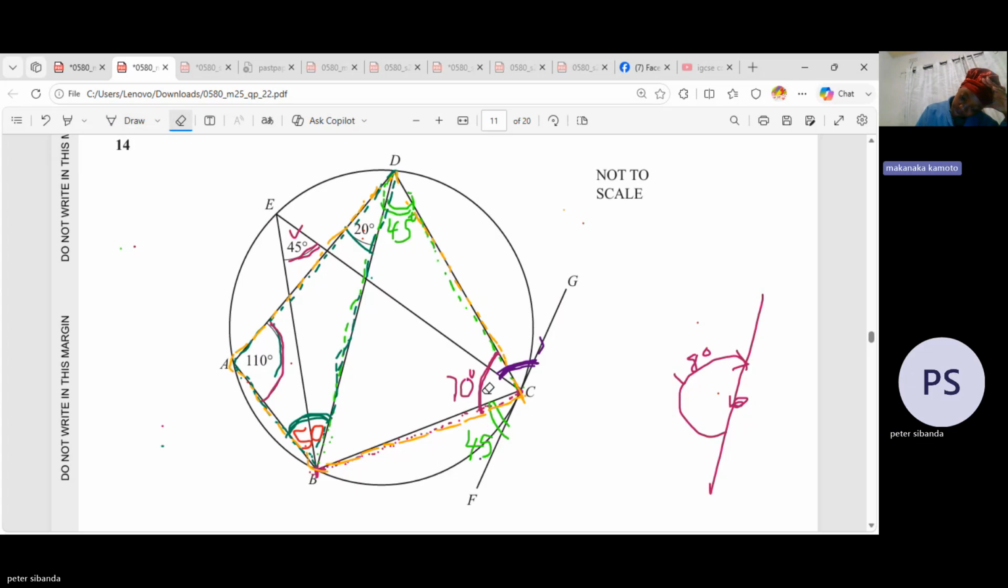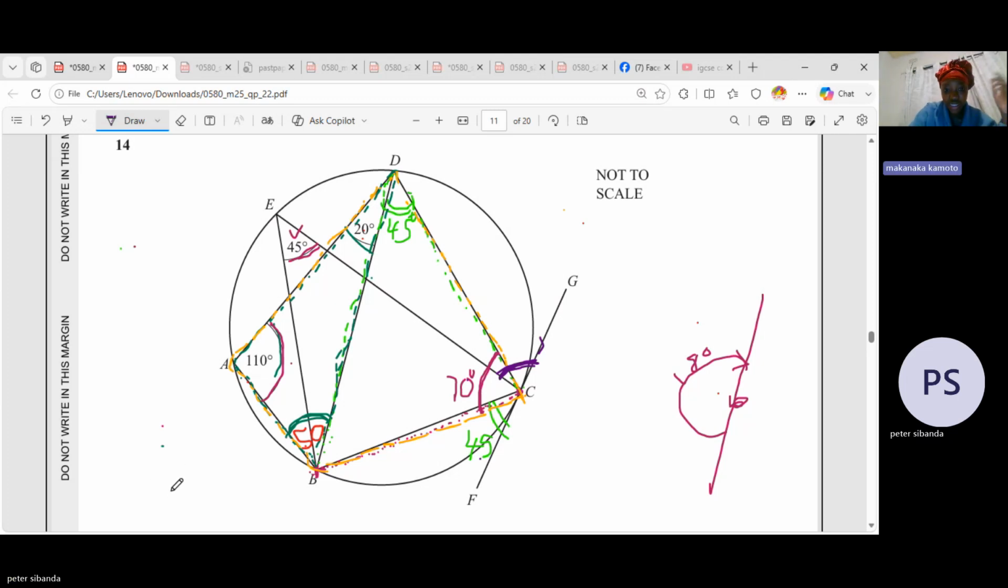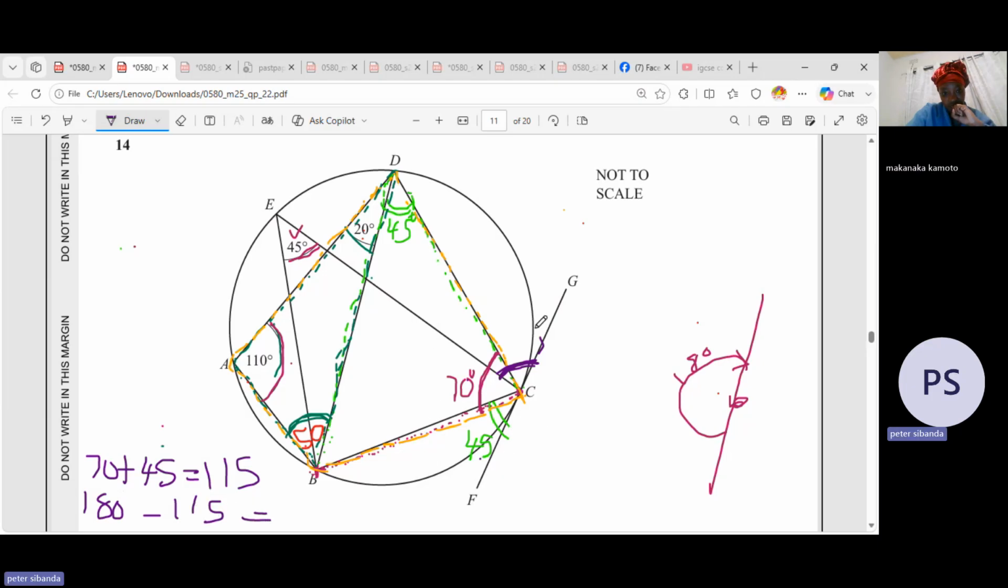It's 65. How did you get it? Added 70 and 45, then subtracted it from 180. What is 70 plus 45? 115. Yes. What is 180 minus 115? 65. So you are right. The answer is 65.